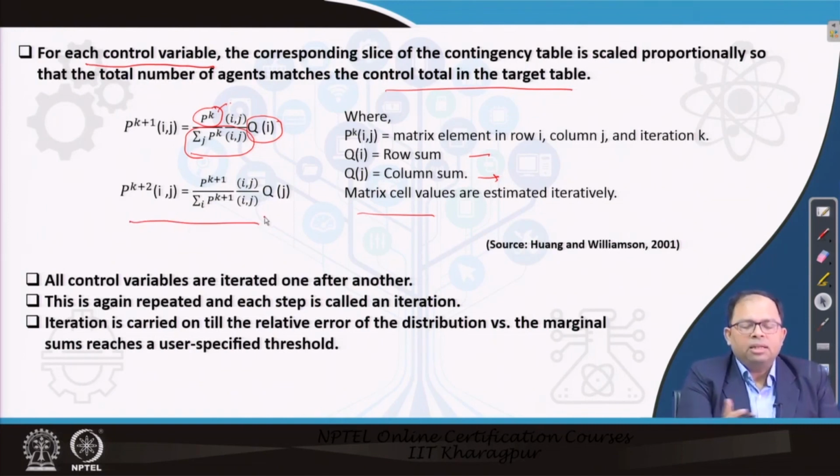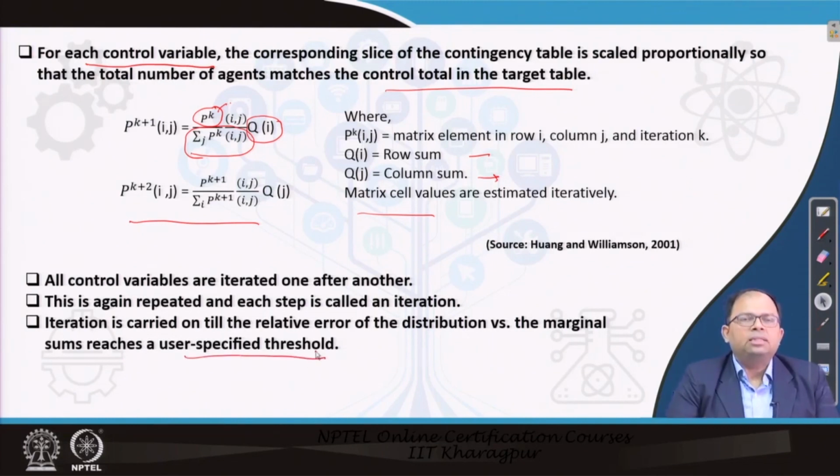I will explain it with an example in the next slide, but we need to go for each control total one by one. So, first we take care of the rows and then the columns, and all control variables are iterated one after another. Once we have done that, we repeat the entire step. Each step is called an iteration, and iteration will be carried on till the relative error of the distribution versus the marginal sums reaches a user specified threshold.